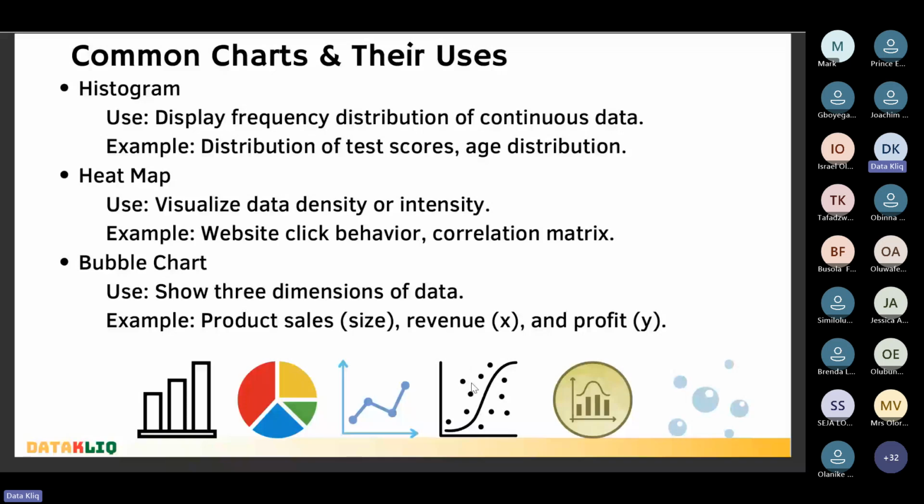So this is also histogram, and this is bubble chart. Bubble chart is usually just like showing this particular one. Now it is big, this is small, this is like medium. So bubble chart shows 3 dimension of data. So that is, these are like the basic common chart and their uses.